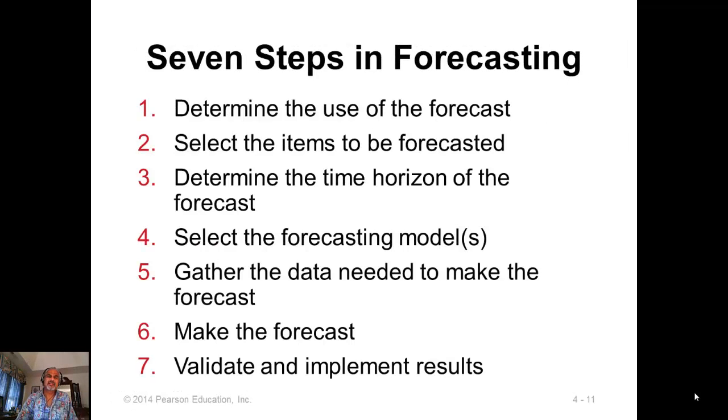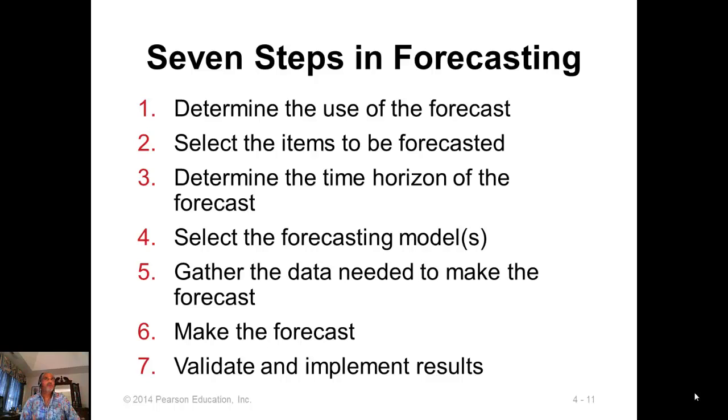Now there are 7 steps in forecasting. The first step is to determine what is the purpose for which the forecast is made. So if it is for day-to-day operations, then you have one type of forecasting. If it is for aggregate planning, you have a different kind of forecast that you need. On the other hand, if it is for long-term forecasts, then that's a different kind of forecast. So you have to first determine what is the use, what is the application of the forecast that you're trying to develop.